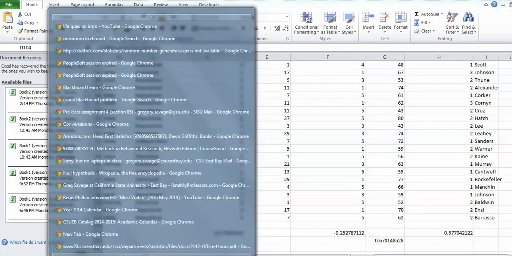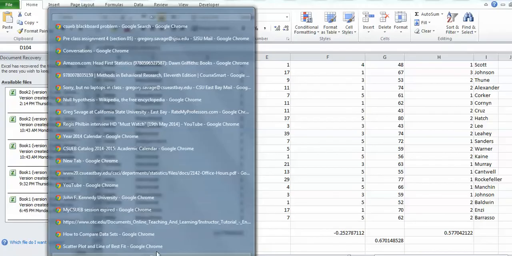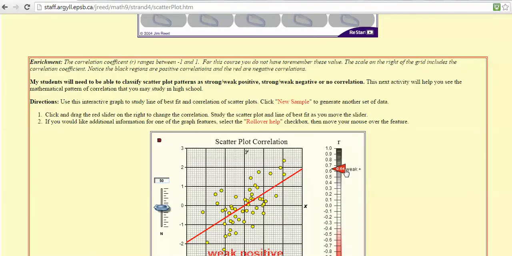Let's see where 0.57 would be. We go down a little bit. It's about right there. And 0.67 was about up here. So they are pretty similar. This one is a little bit stronger.